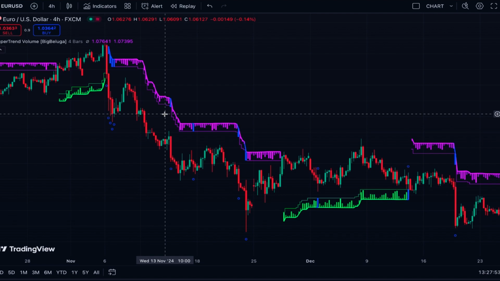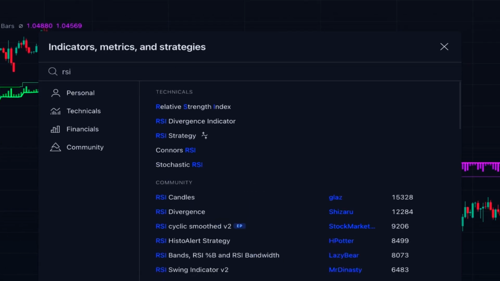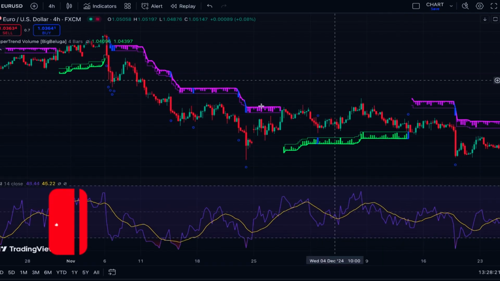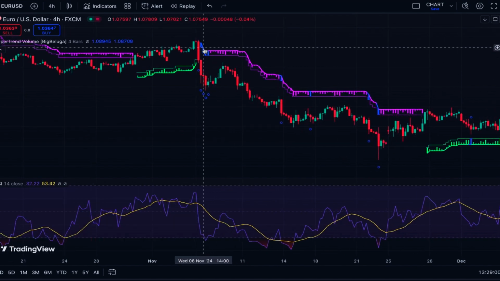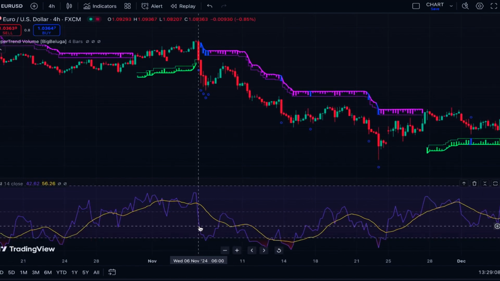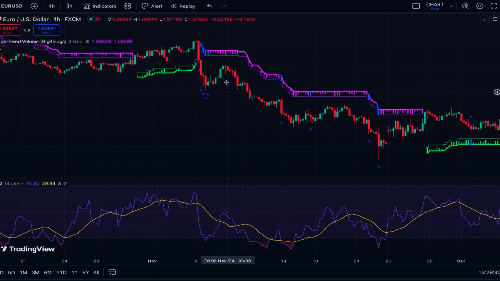To give you an example, here we click on indicators and we search RSI, this one, Relative Strength Index, and this indicator will help us with more confirmation of the signals. For example, here when we had this volume confirmed signal, you can see that RSI is below center line and also below its moving average line, which shows that the price is declining in a downtrend, so we have more confirmation that the price is going to decline more.